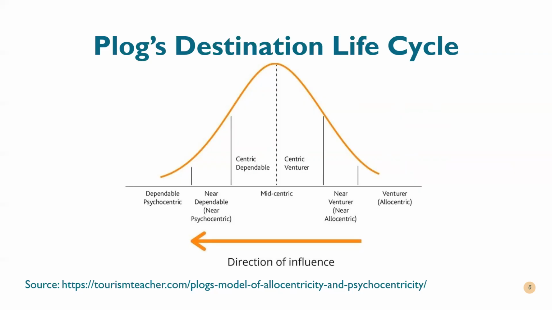So as you can see in the figure, the direction of influence is going the opposite way. The first stage is for the venturers or allocentrics. The venturers or allocentrics usually visit the destination during the discovery phase. This kind of tourists are usually outgoing and highly confident in their behavior about their trip. They are adventurous and explorers, and they accept unconventional accommodation, and they usually spend more days at the destination.